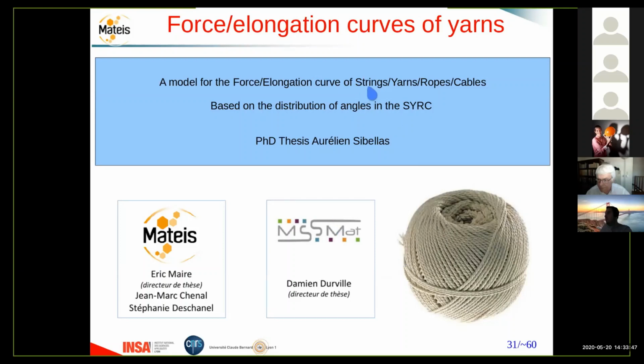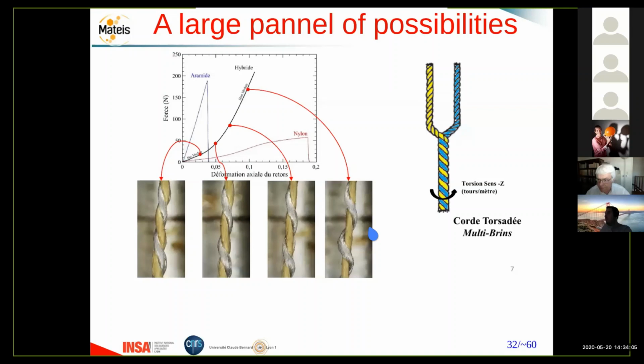This is what you find in strings, yarns, ropes, cables. A lot of different objects are made like this, and it's really fascinating the amount of possibilities that you can have to mix the different types of these yarns together, and the different types of mechanical properties that you can obtain depending on the initial conditions.